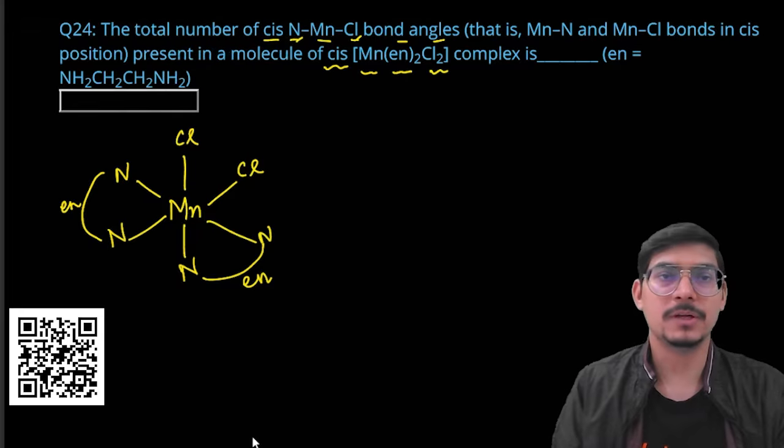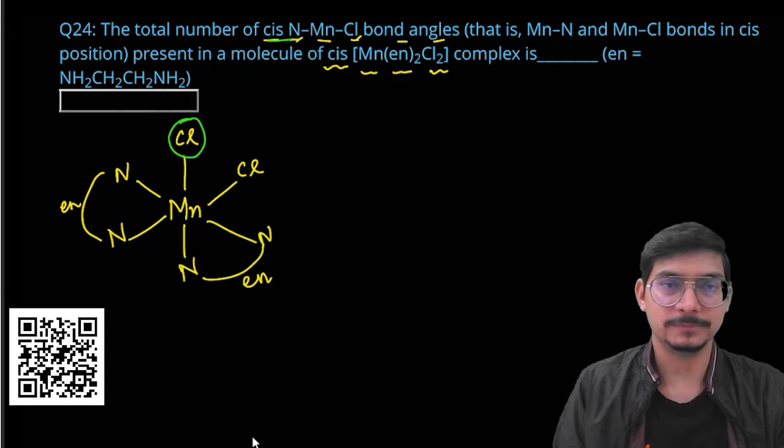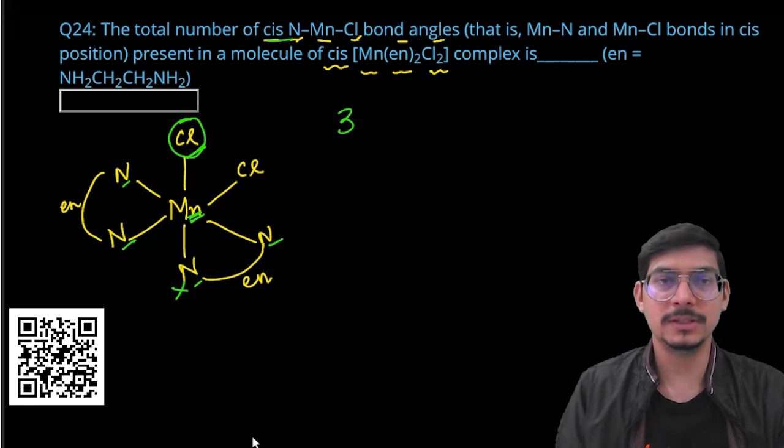Now we have to count the number of cis N-Mn-Cl bonds. So let us take this chlorine. This chlorine, manganese and nitrogen, we have one bond. This chlorine, manganese and nitrogen, we have a second bond. And this chlorine, manganese and nitrogen, we have three cis N-Mn-Cl bonds. We will not count this nitrogen because this chlorine, this manganese and this nitrogen, they are trans. They are at an angle of 180 degrees. So there are three N-Mn-Cl bonds with respect to this chlorine.